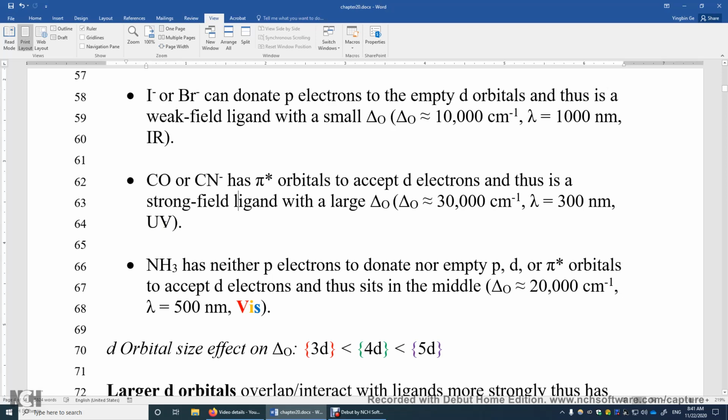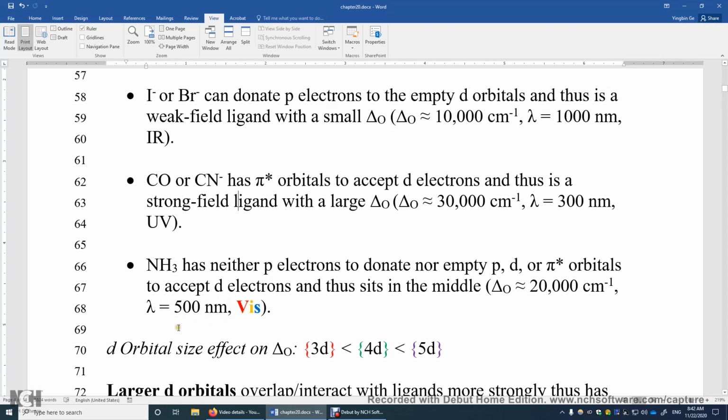Therefore, you don't see color from the excitation of electrons from the lower T2G orbitals to the higher EG orbitals. But in this case, if you have ammonia or water, those kind of ligands, very likely your transition metal complex looks colorful, really beautiful colors. This is because delta O is roughly 20,000 centimeters, that corresponds to a wave number of 500 nanometers.